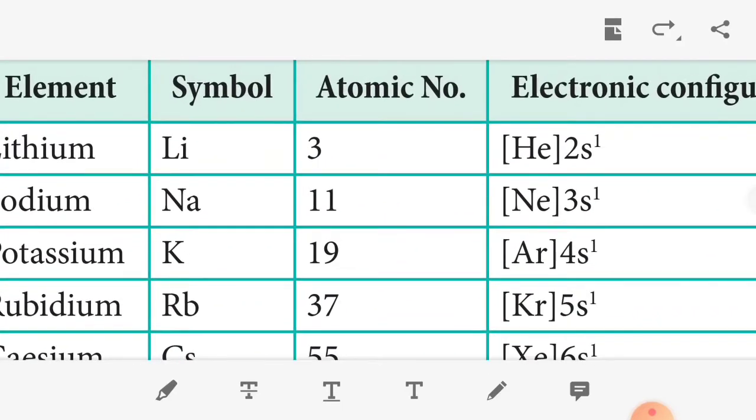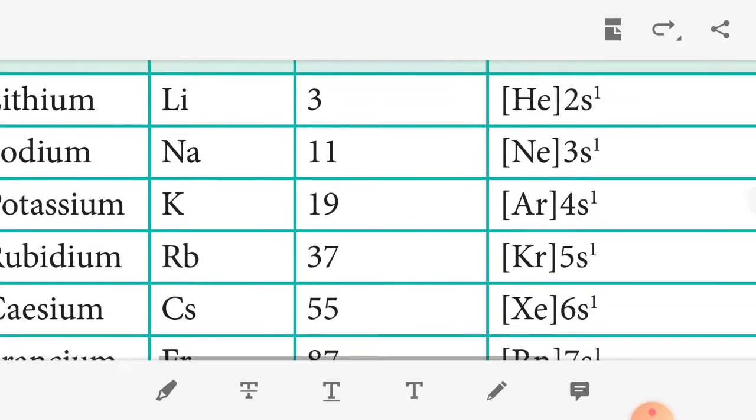So the electronic configuration: lithium has one valence electron and attains the noble gas configuration of helium. Sodium, with atomic number 11, attains the noble gas neon, 3s1. Then potassium, argon 4s1. This is the electronic configuration of alkali metals.